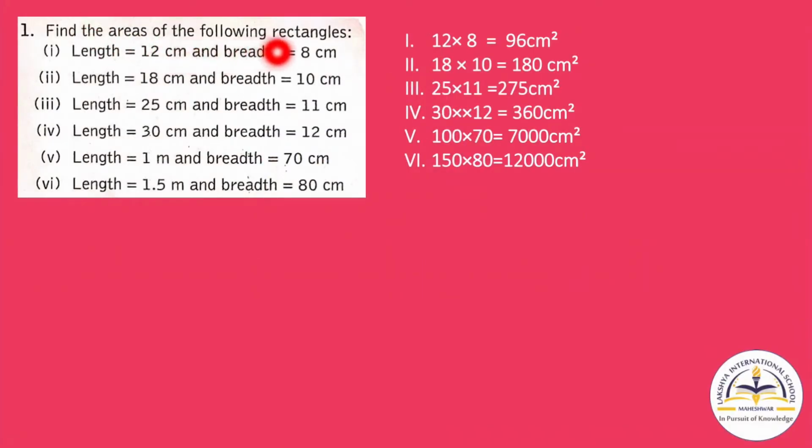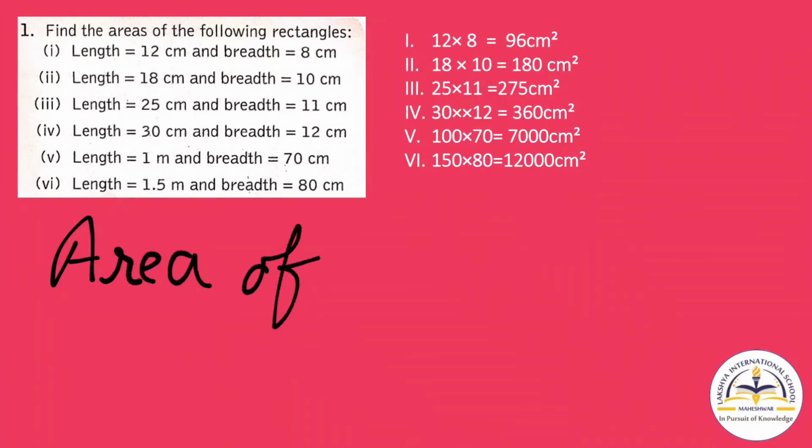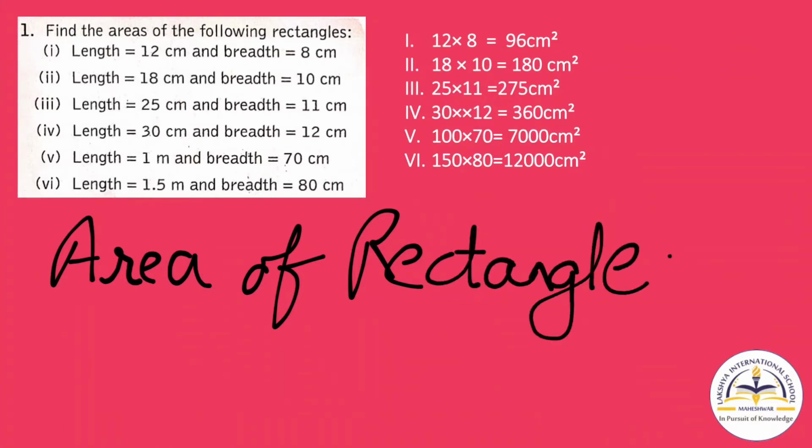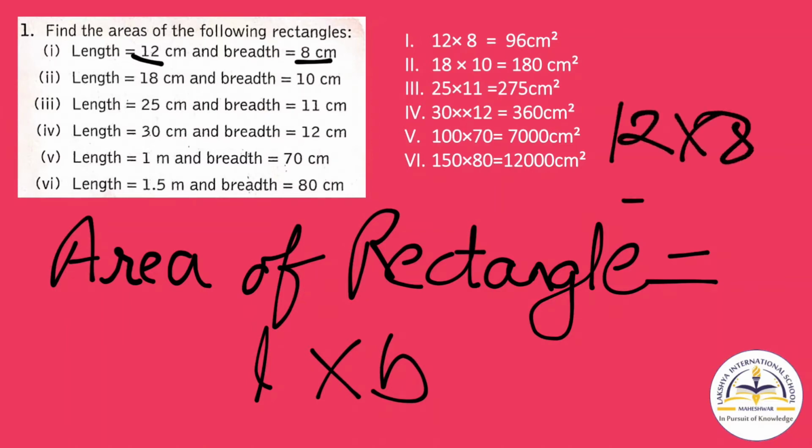Find the areas of the following rectangles. Length equals to 12 cm and breadth equals to 8 cm. We know the formula, that is area of rectangle equals to length into breadth. So in the first question, here it is given length equals to 12 cm and breadth equals to 8 cm. So we just have to solve 12 into 8, that is 96 centimeter square.